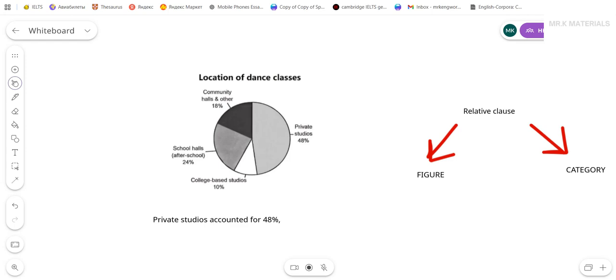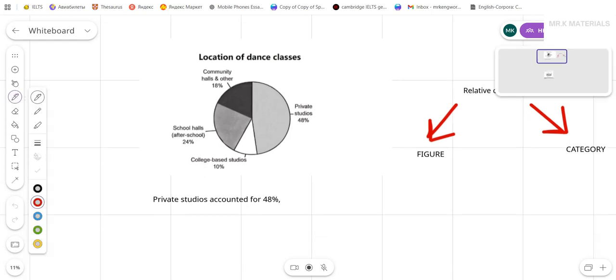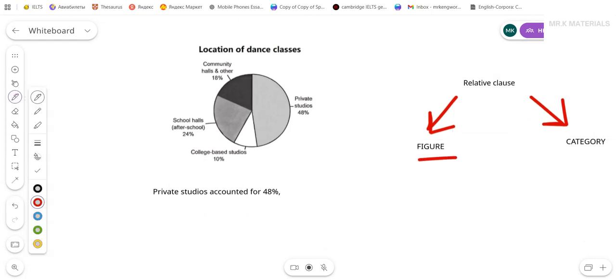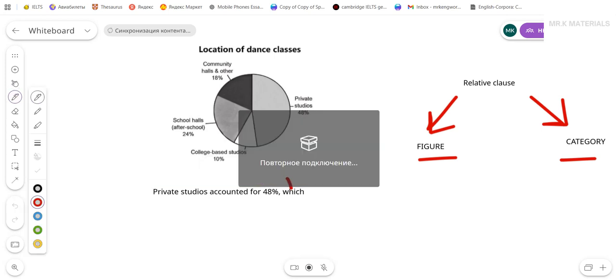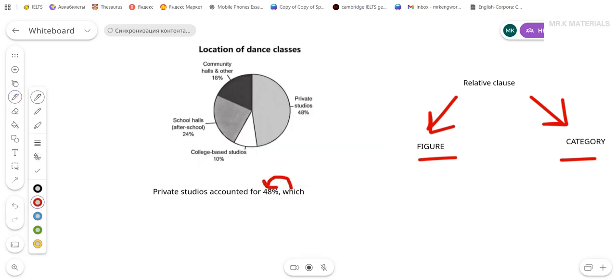Now let's highlight the key feature using relative clauses. Again, focus could be put on figures and on categories. Now we're going to discover both in this video. So private studios accounted for 48%, and relative clause, what is it? We say which. When I say which, I'm talking about the last word here that it refers to. So which is talking about 48%.